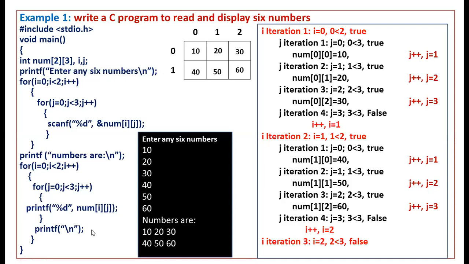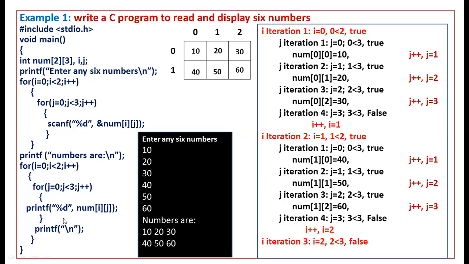For that, we need to use printf of \n. See here, if we don't write this printf statement with \n in double quotes, then your elements will display 10, 20, 30, 40, 50, 60 in one line. If we use it here, then it will display in this format.